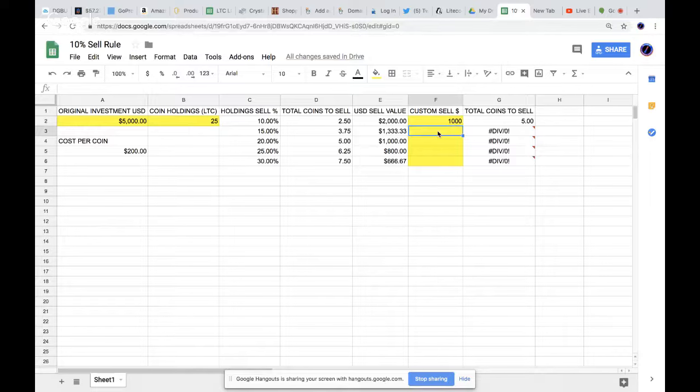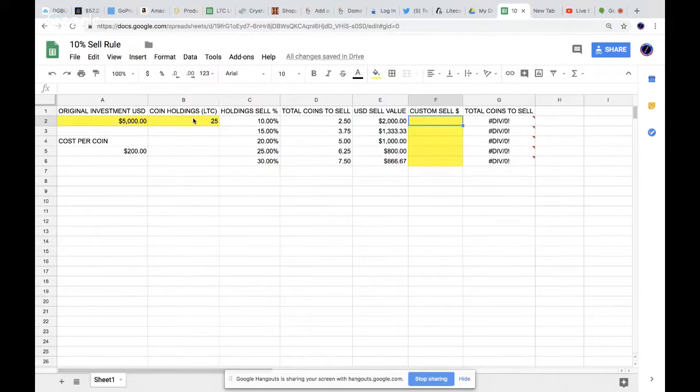If you want to wait till all-time high, let's say $420 Litecoin, right? That's going to figure this out. And you're going to have to sell off almost 12 Litecoin to get your $5,000 back. So you're basically selling almost 50% of your Litecoin. Not great. You don't want to get rid of that much. So I have this all set up.